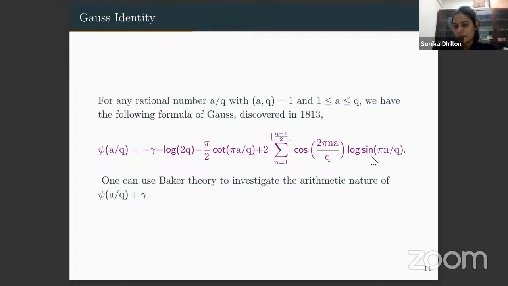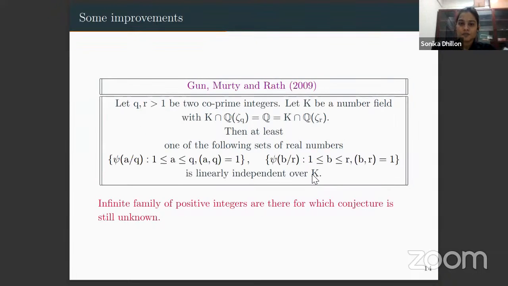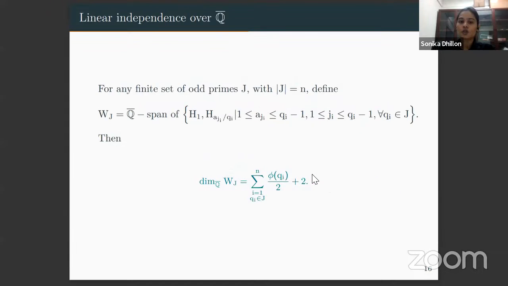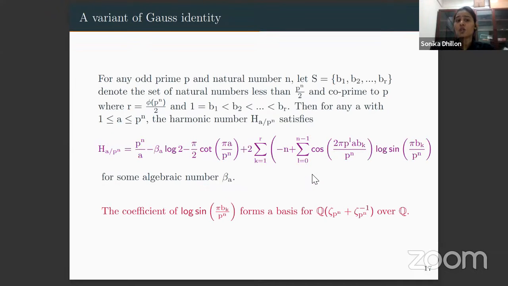So we have these many elements, and the logarithms of sine pi n by q are no longer linearly independent. That means we have to find a maximal linearly independent set here. And the co-prime elements are going to give us the maximal linearly independent set. That means we have to remove the non-co-prime values. To remove them, we have made something called a variant of Gauss identity.